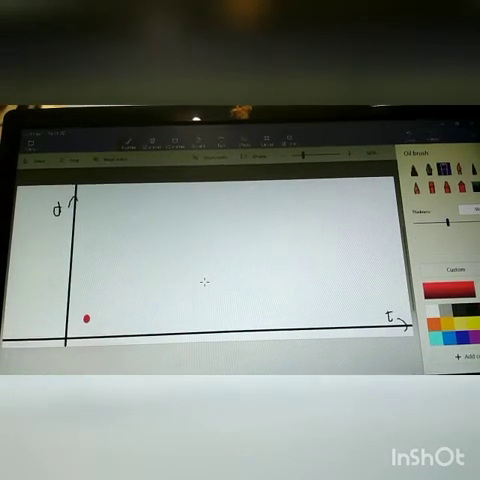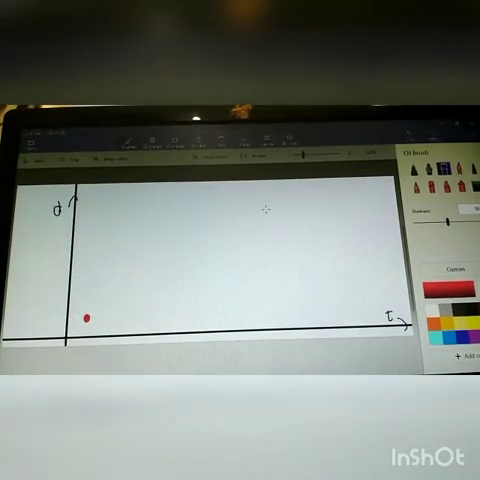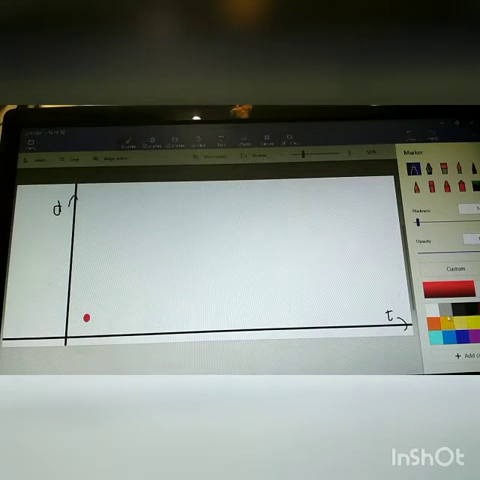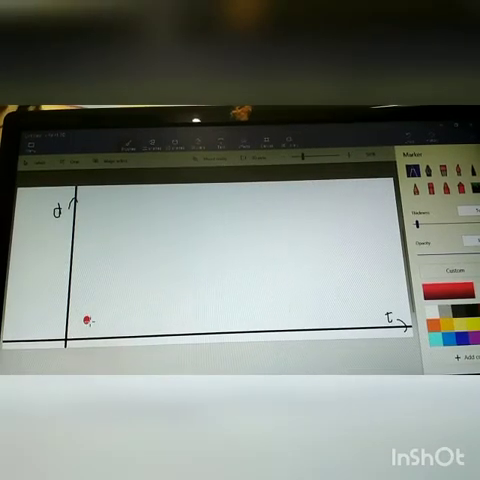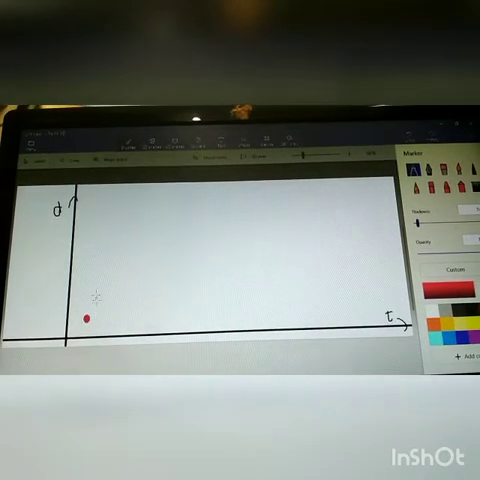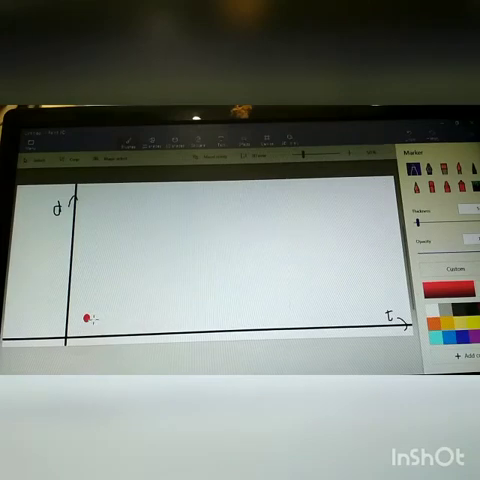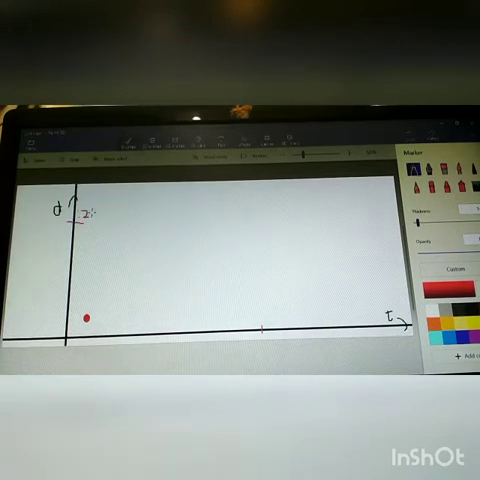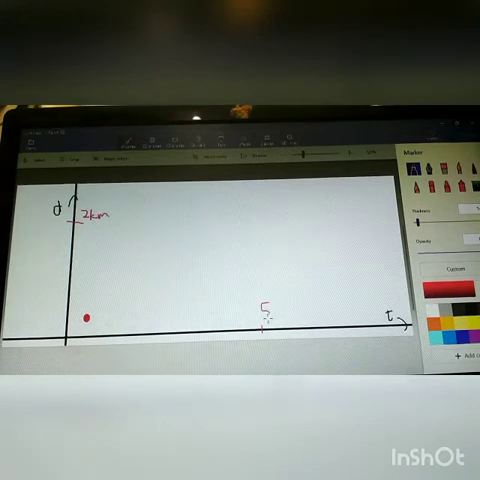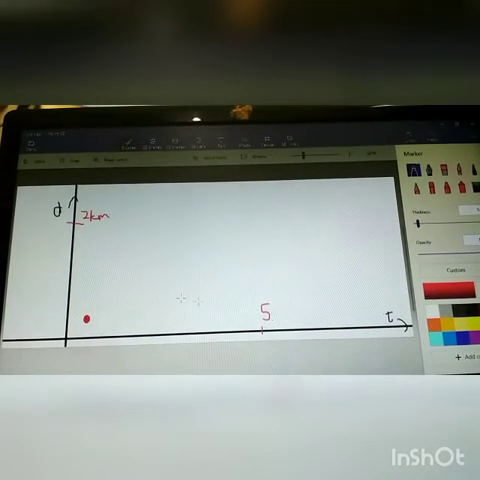Now let me explain the basic rocket movement with this graph. This axis is the distance covered and this axis is the time taken. Let us say this red dot is the rocket, and at a time of, let's say, 5 seconds, it covers a distance of 2 kilometers. In 5 seconds it's going 2 kilometers. Let us say this is the maximum fuel length. This is a two-stage rocket, as I told you before.